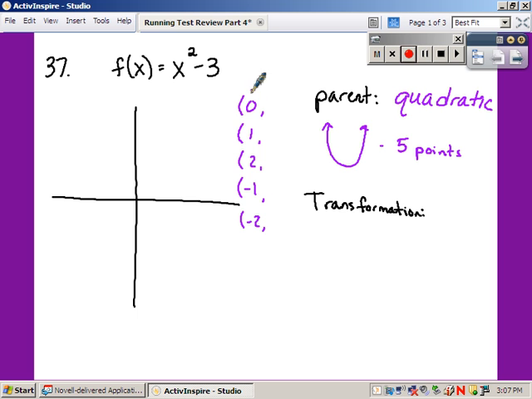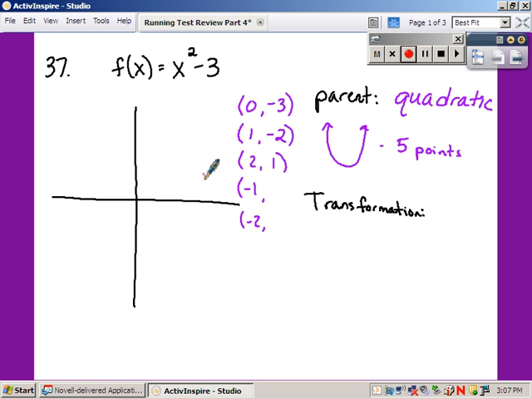So I'm going to take that 0 and put it in here. 0 squared is still 0. 0 minus 3 is negative 3. If I put the 1 in here, 1 squared is 1. 1 minus 3 is negative 2. If I put the 2 in here, 2 squared is 4. That's 4 minus 3, which is equal to 1.